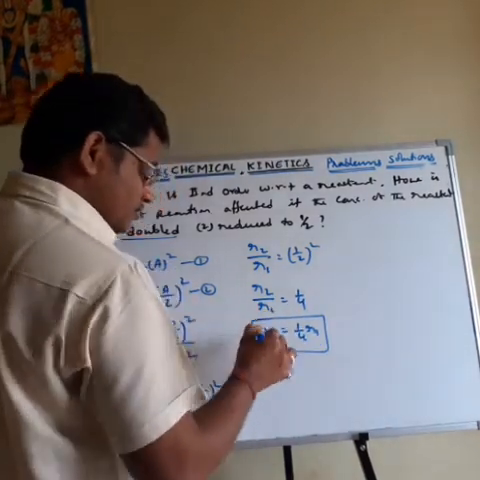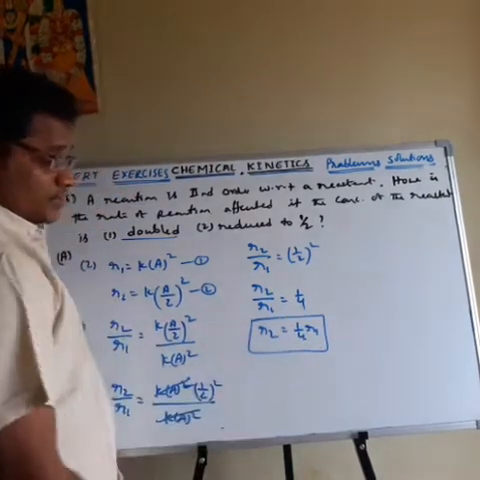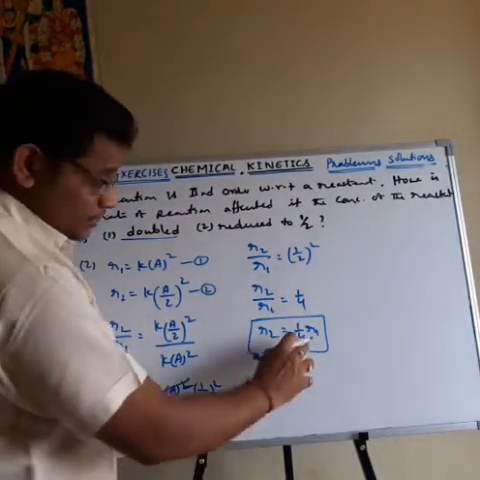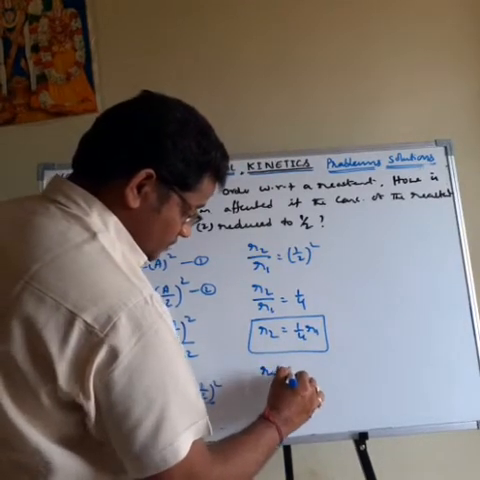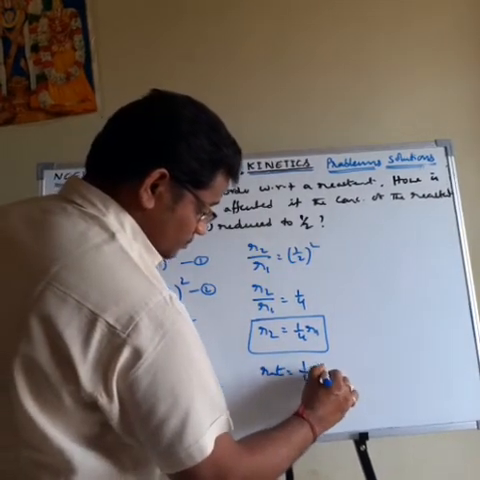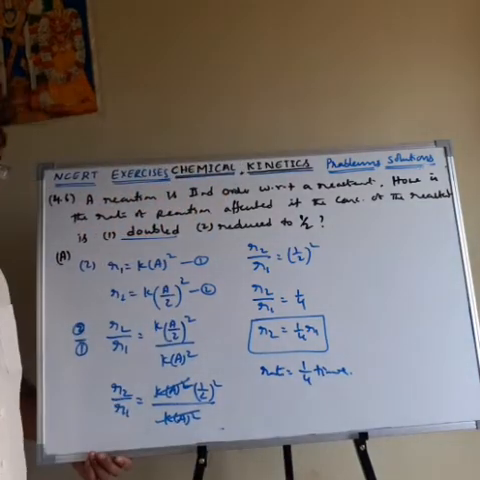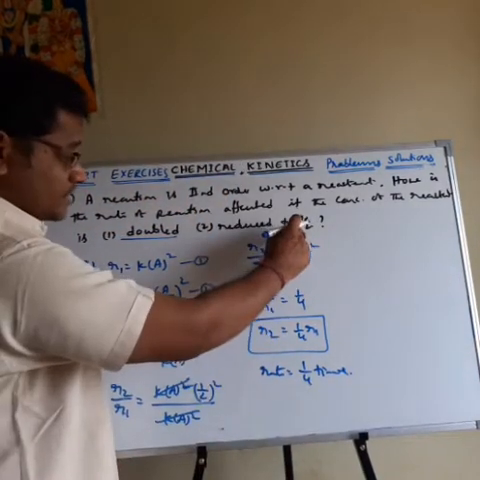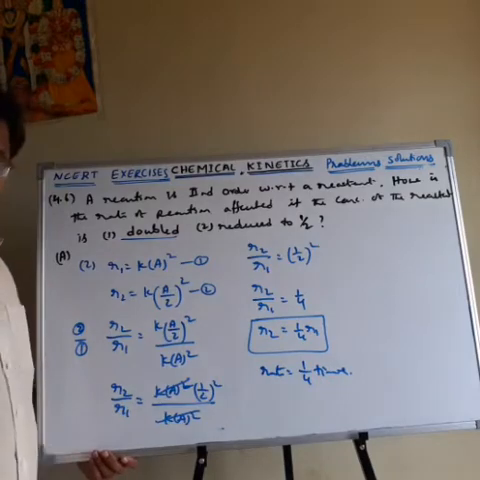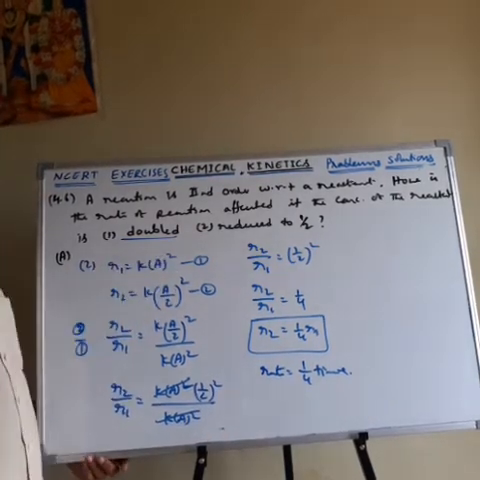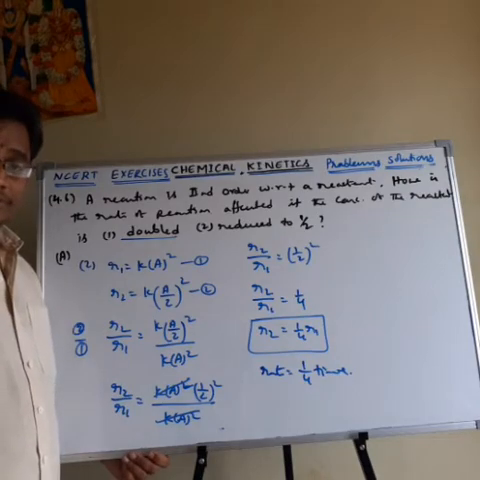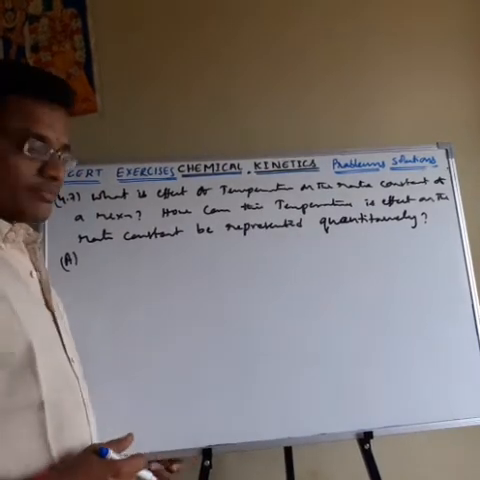Means when the concentration is halved, the rate becomes 1 by 4 times. So the rate decreases to 1 by 4 times, because the concentration decreases, that's why the rate also decreases 1 by 4 times. So this is about the second one. Next, question number 7.